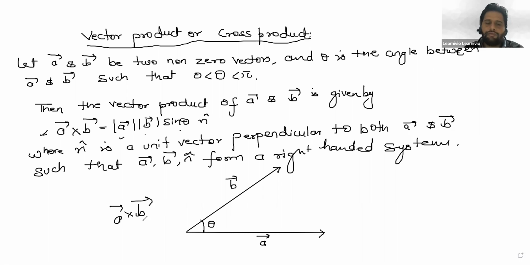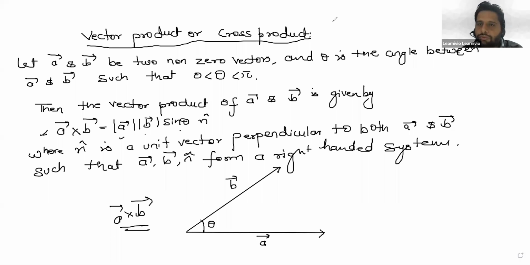Right-handed system means, all of you please check here, we are finding A cross B. So if you put your fingers in the direction of A and move towards B, then this thumb will give you the direction of A cross B, that is n cap. So the n cap direction in this case is outwards from the screen, and this will be perpendicular to both A and B.